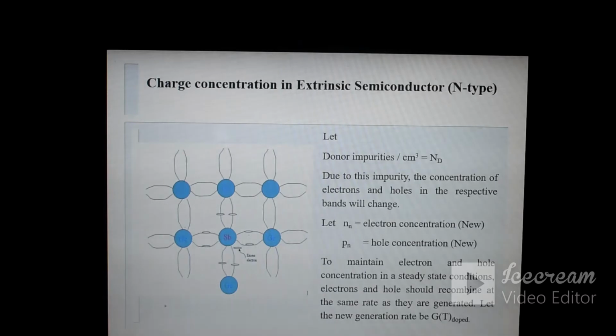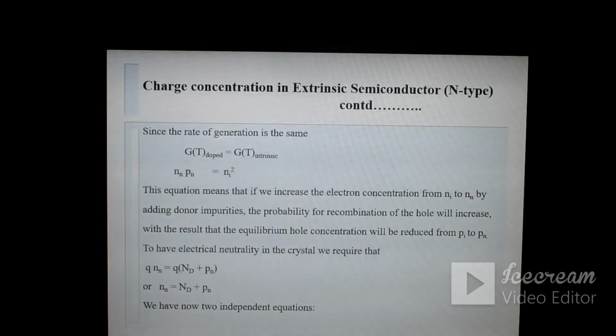So to maintain electron and hole concentration in steady state conditions, electrons and holes should recombine at the same rate as they are generated. Let the new generation rate be Gt dope. Since the rate of generation is the same, therefore Gt dope equal to Gt intrinsic, or nn pn equal to ni square.